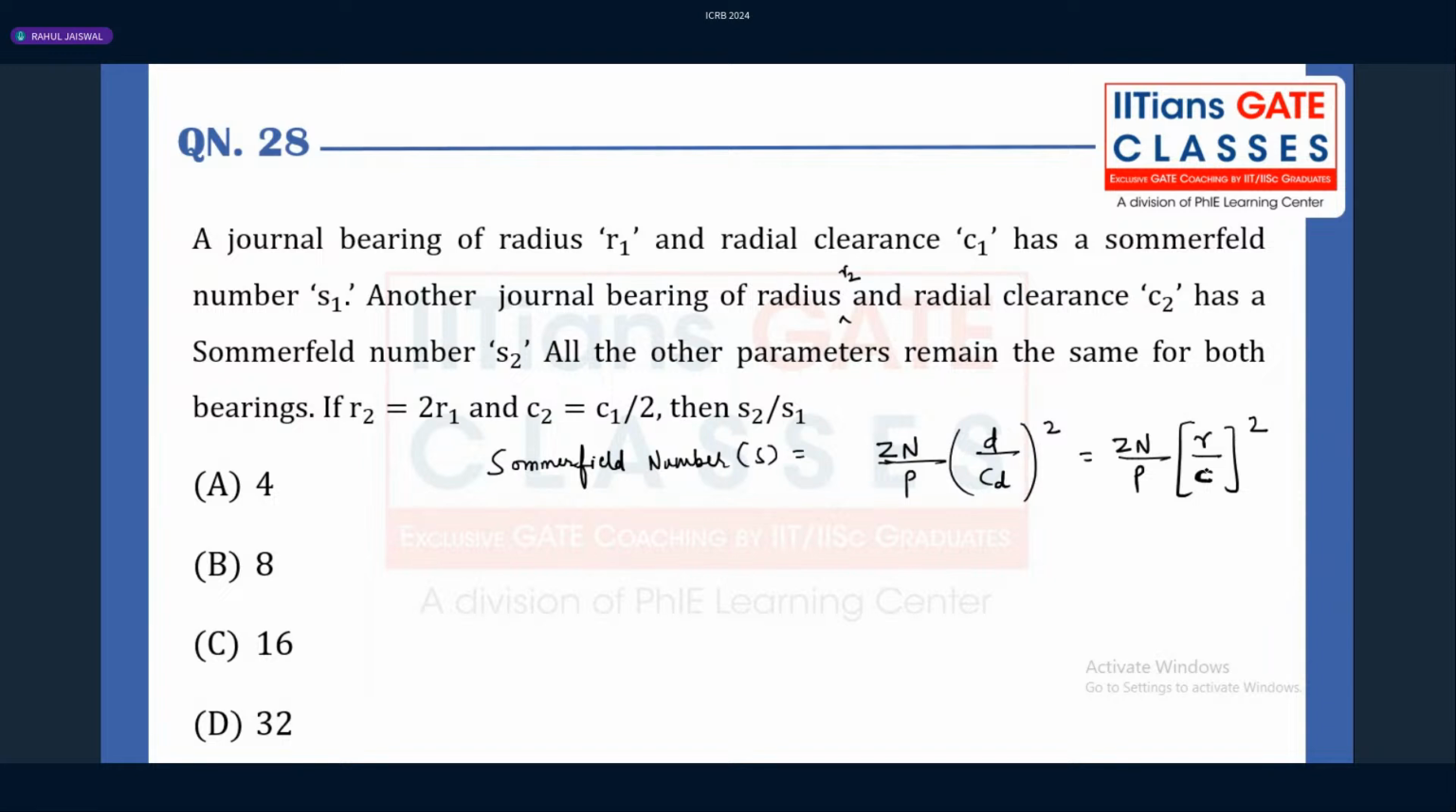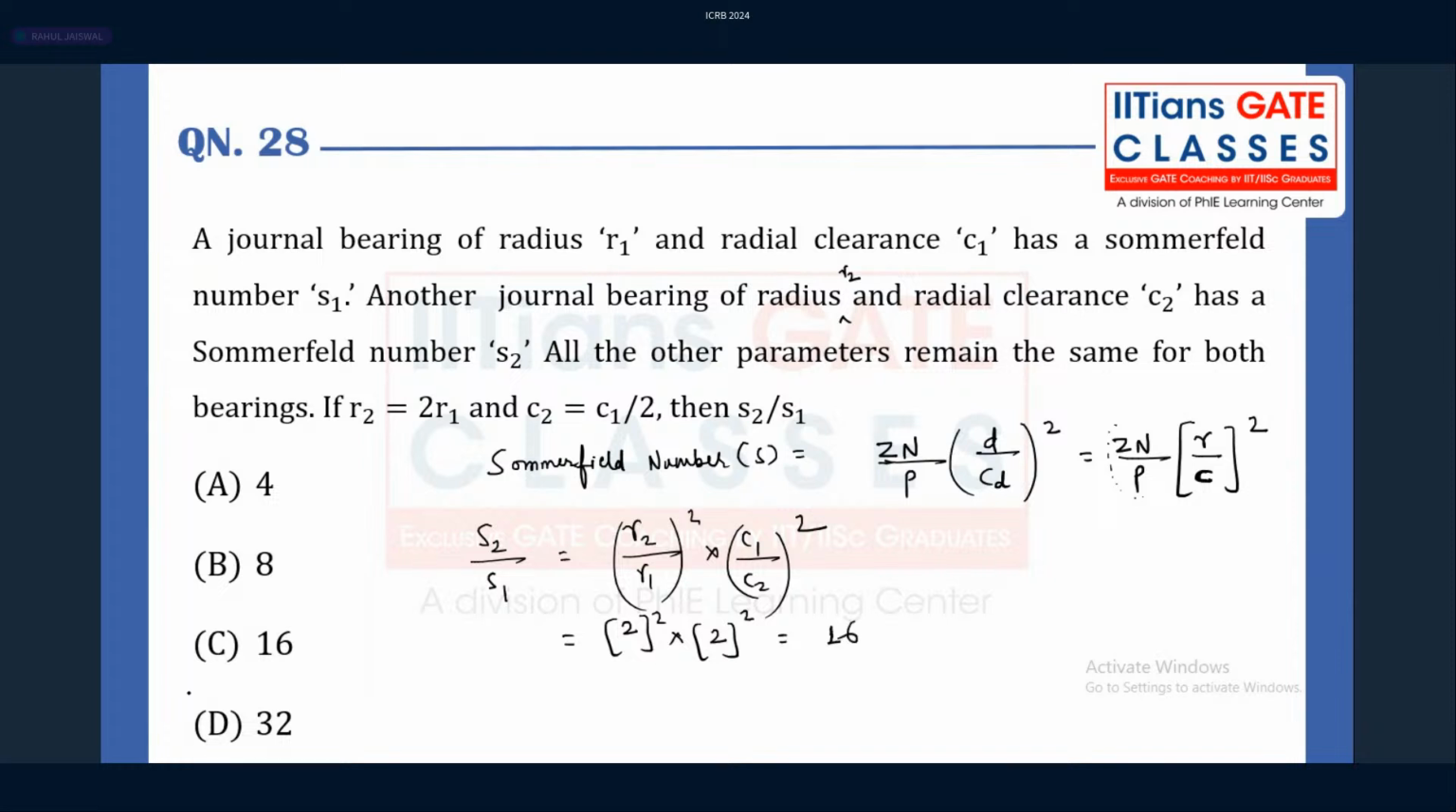Diametral clearance, guys. Now if you try to understand, for the Sommerfeld number we need to find the ratio S2 by S1. So what we can write? Other parameters need to remain constant, that means viscosity Z, N is the RPM, P is the pressure. This particular term will be constant. So I'm just comparing R2 by R1 whole square, C1 by C2 whole square. R2 by R1 is 2 whole square, C1 by C2 is again 2. So it is basically 4 into 4, which is nothing but 16. C should be correct. That should be the ratio of Sommerfeld number for the second bearing to the first bearing.